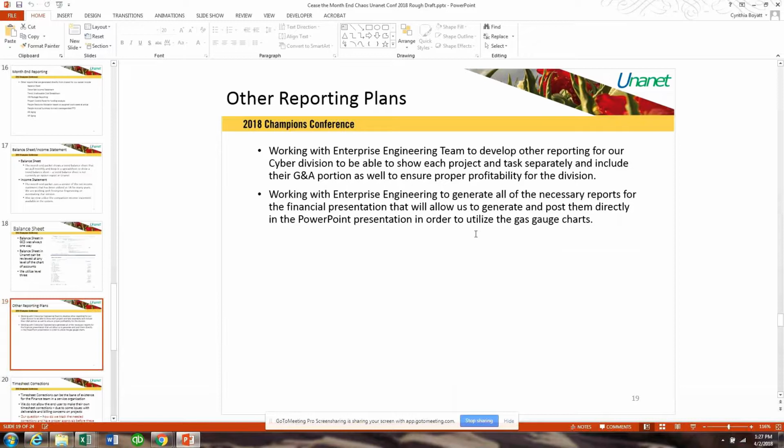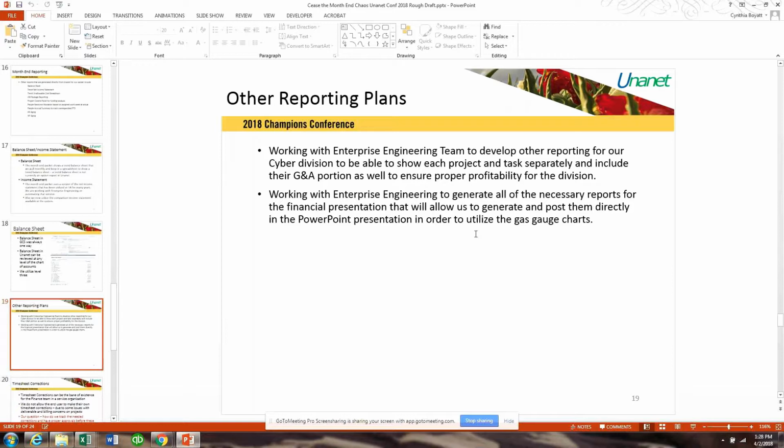Other things that we've been working with enterprise engineering on. We have a cyber division. It's a new division for us. So we're actually tracking it and including their BD time into a total JSR reporting situation for them. As a result, they've worked with us and developed a report that we can pull, and it will show it to us by project or totally rolled up so that we can see overall profitability, including any time that they're spending in conferences or just in general pipeline development.